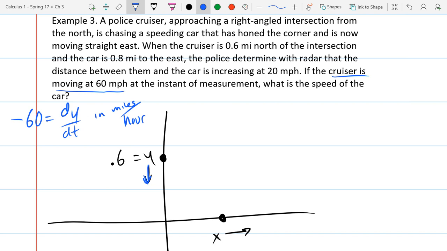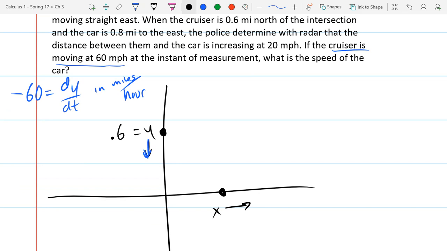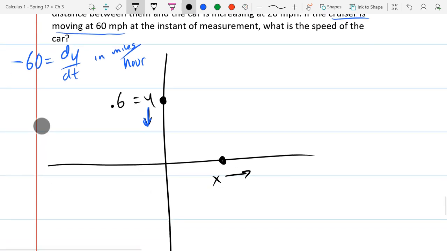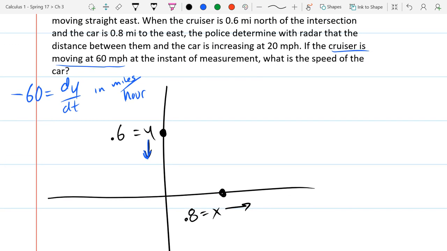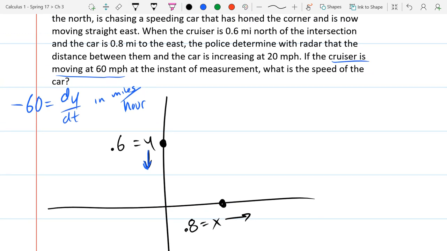Okay. All right, so our cruiser is 0.6 miles north, and the car is 0.8 east. I'm trying to keep my rates of change in blue and things that are not rates of change in the regular black color. So our x is 0.8, that was 0.8 miles east. The police determined the radar distance between them and the car is increasing at 20 miles per hour.